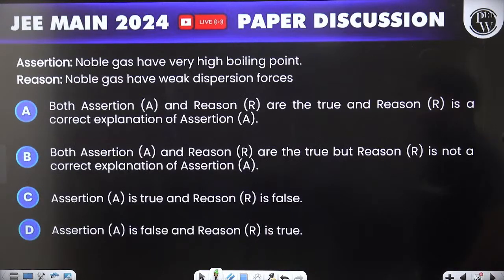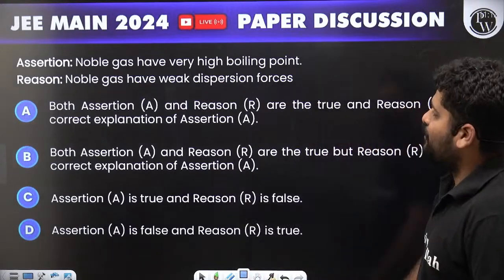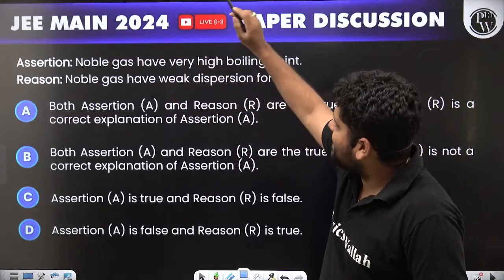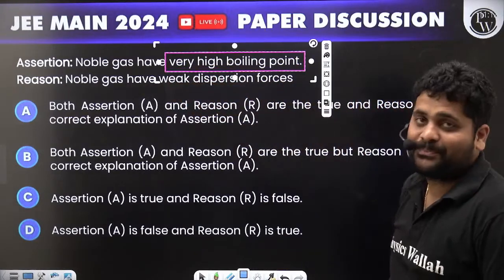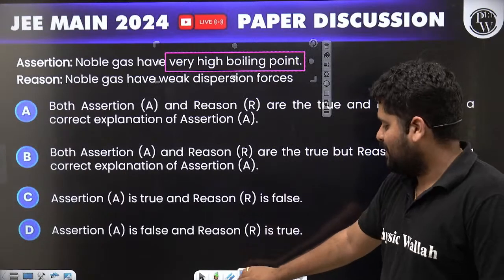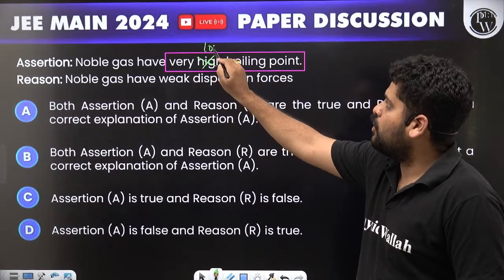Now moving on to the next question. See, noble gases have, what has been asked. Noble gases have very high boiling point. Do you think so? This itself is wrong. Noble gases have, instead of high, it should be very low boiling point.